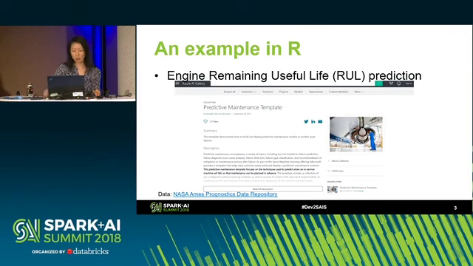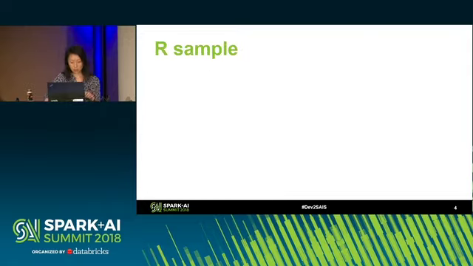The data is publicly hosted on the NASA data repository. There are 3 input files: the training file, the test file, and the labels corresponding to the test data. So let's take a look.